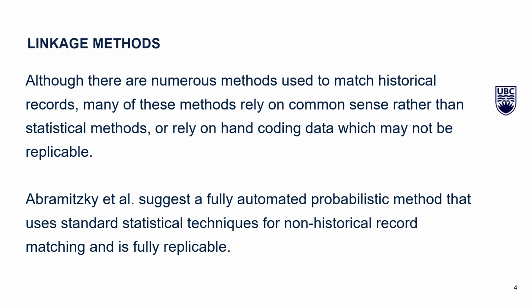Many times when two people are given the same raw data source and asked to hand link them, they will make different choices for the links, and therefore they will not generate the same training set. In this article, Abramitsky and his colleagues suggest a fully automated probabilistic method that uses standard statistical techniques that are widely used in non-historical settings for record matching and is fully replicable.